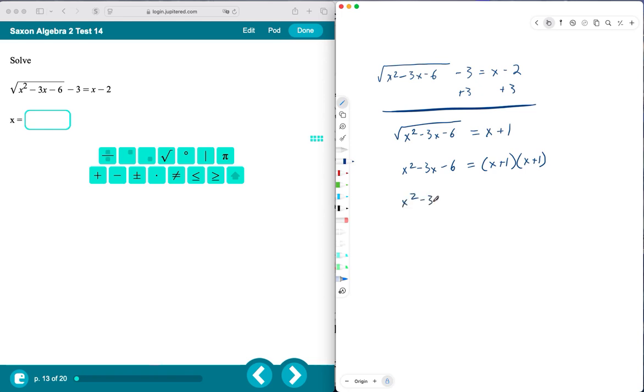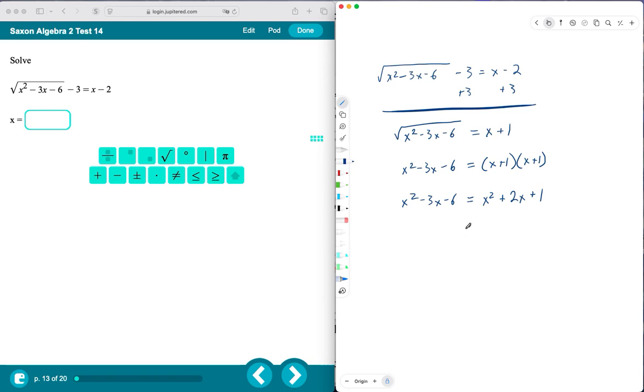X squared minus 3x minus 6 is equal to x times x is x squared. Then we have x times 1, so it's plus 1x. And then 1 times x, that's another 1x, so it's going to be 2x. And then 1 times 1 is 1. All right, so that's what we get when we distribute.